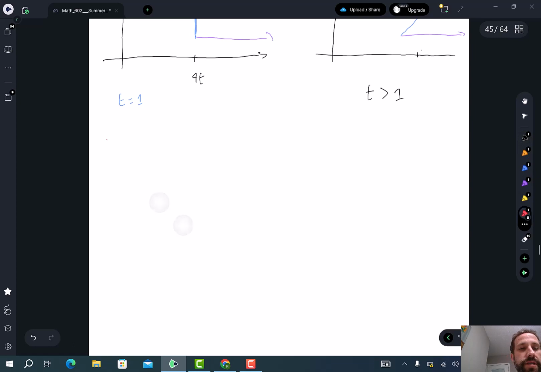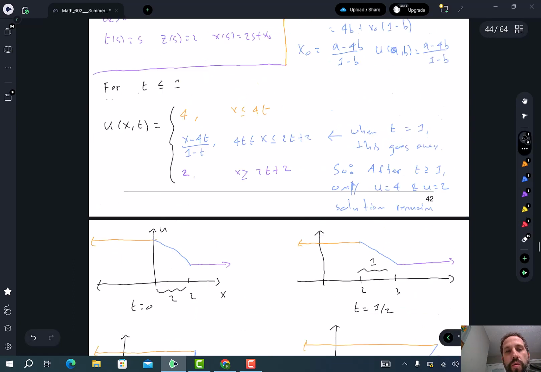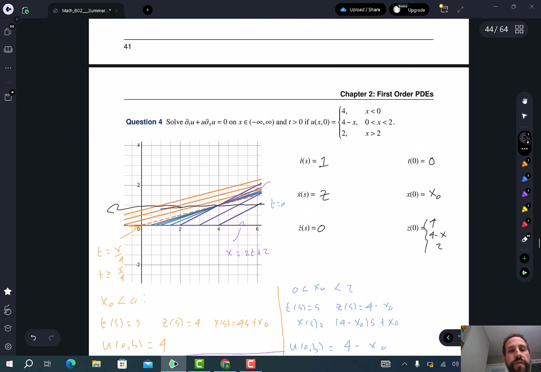So the shock velocity, remember, is going to be the jump in q across the characteristic over the jump in u across the characteristic. If I come back up here to my PDE, what is q? Well, I need to write the equation in conservative form. So to figure out what q is, I need to write it as partial t u plus partial x q of u is equal to 0.